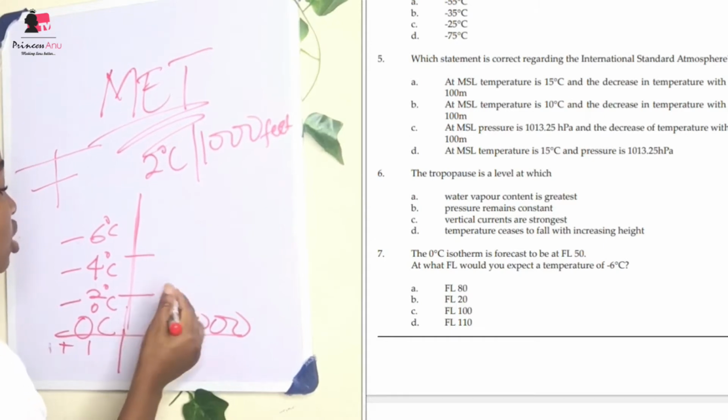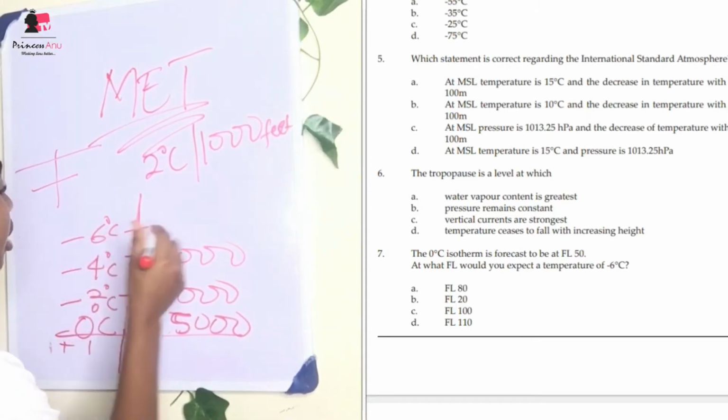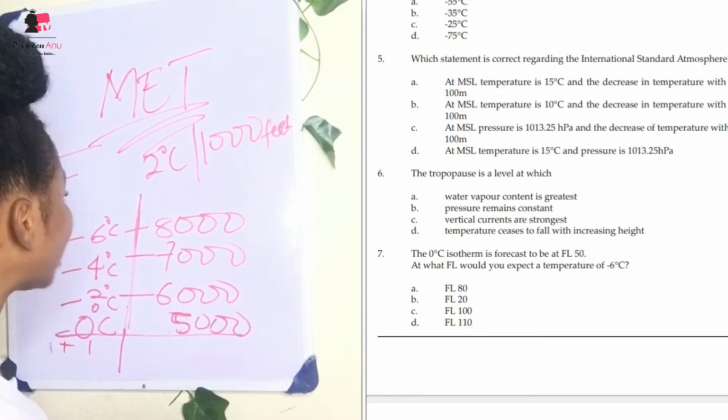Now add 1000 to this. You're going to be having here 6000. You're going to be having 7000 here, and you're going to be having 8000 here. So quickly look at your options and check whether you have 8000.